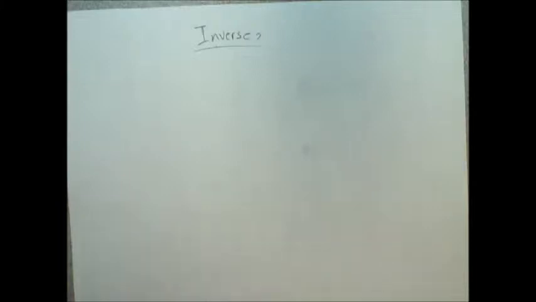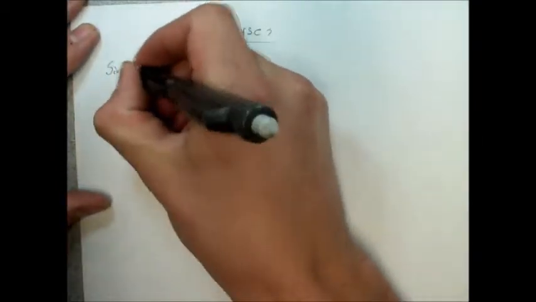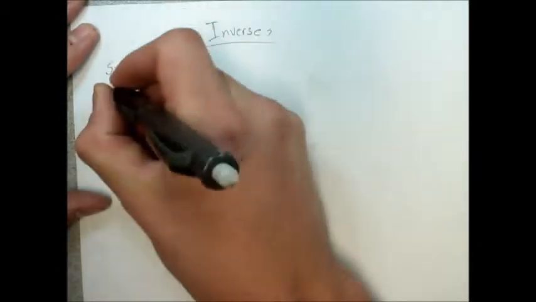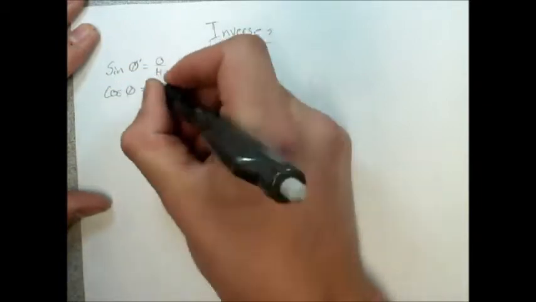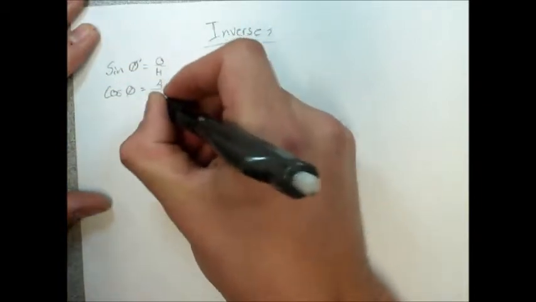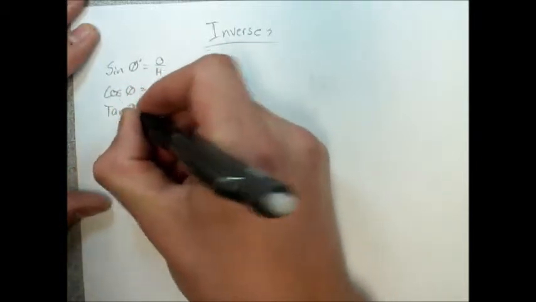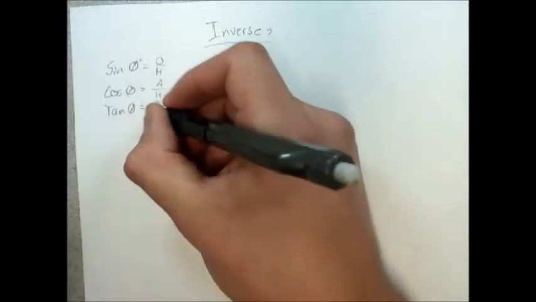So these notes are going to go over inverse functions of trigonometric ratios. We're still going to use sine of whatever the angle is, which is opposite over hypotenuse, cosine of whatever the angle is, which is adjacent over hypotenuse, and then tangent of whatever the angle is, which is opposite over adjacent, right?